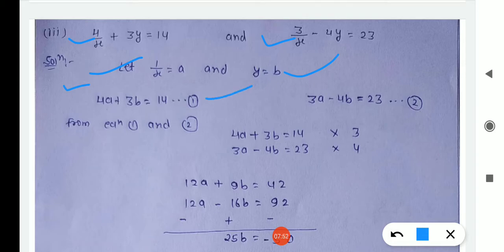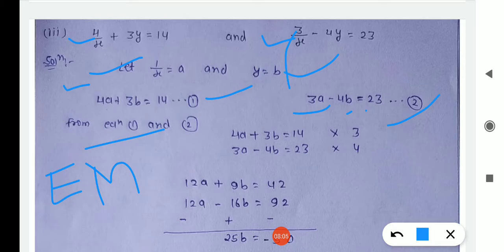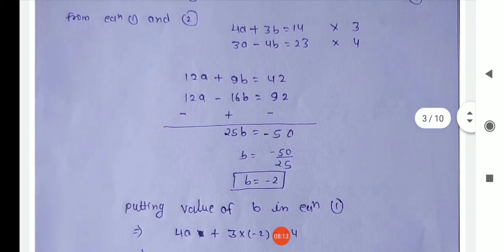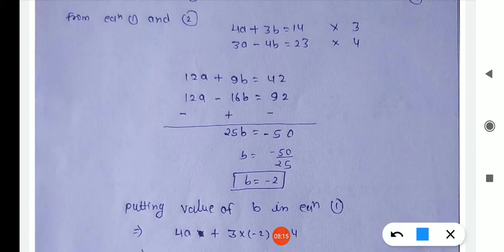Now in the second, 1 upon x is a, so 3a minus 4 and the value of y is b, equals 23. From equations 1 and 2, using the elimination method, we multiply 3 in the first equation and 4 in the second. These are our two required equations: 12a plus 9b equals 42 and 12a minus 16b equals 92.